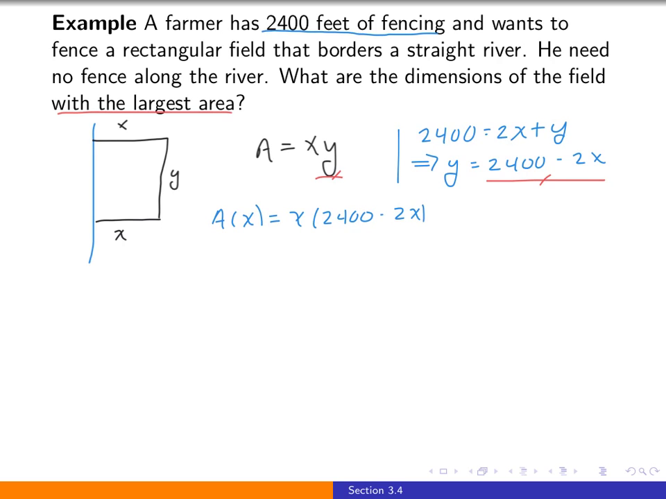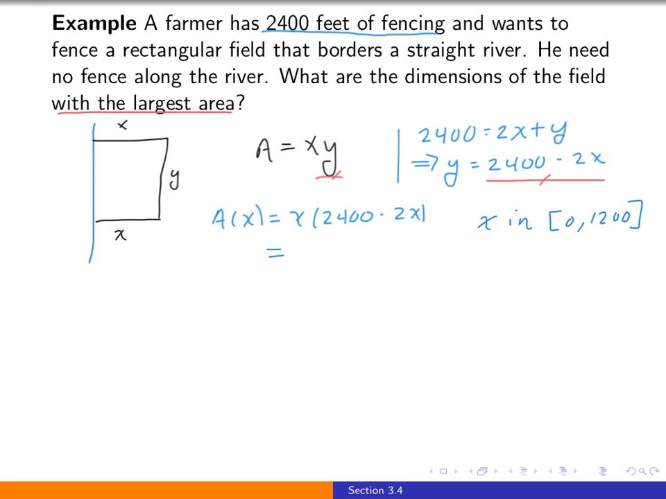minus 2x. And I also want to think about the size that x can be. Well, looking at our picture, maybe unrealistic, but x could be 0 at its smallest. And at its biggest, since you have to go out from the river and back in, it could be half of 2,400. So in this case, we would say that x is in the interval from 0 to 1,200. And we want to know what is the global max of this function in that interval.